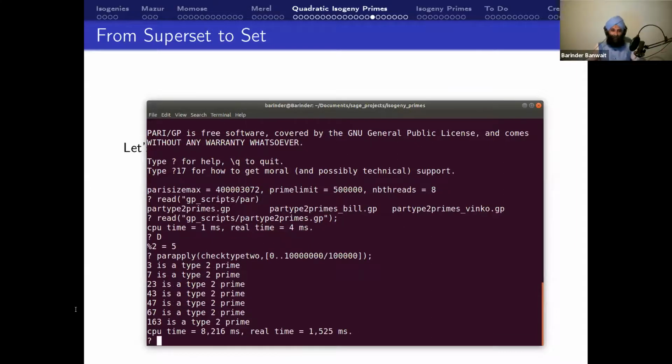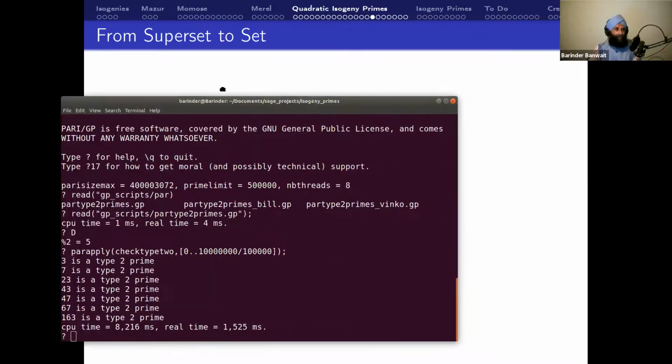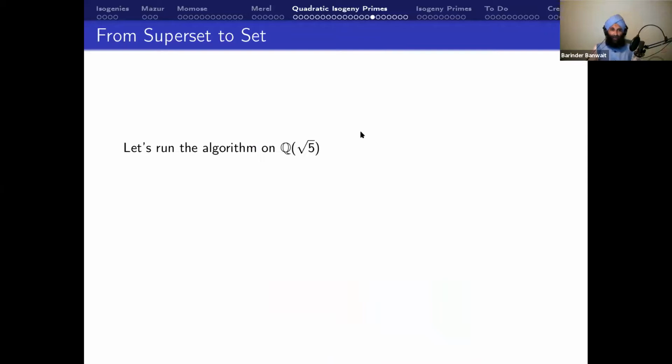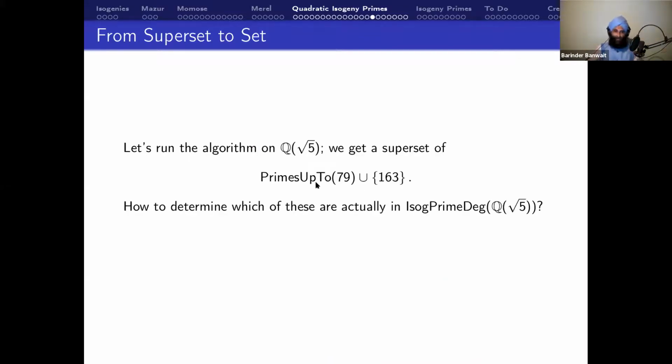So it took 1.5 seconds of real time, but about 8 seconds of CPU time. So it looks like it was using 6 of these 8 threads. And we only got primes that we already knew were in the superset. So yeah, it'll take about an hour to check this for all primes up to 57 billion. But for now, if you believe me about the aux prime count 6 that I mentioned, we get this as a superset, the primes up to 79 and 163.